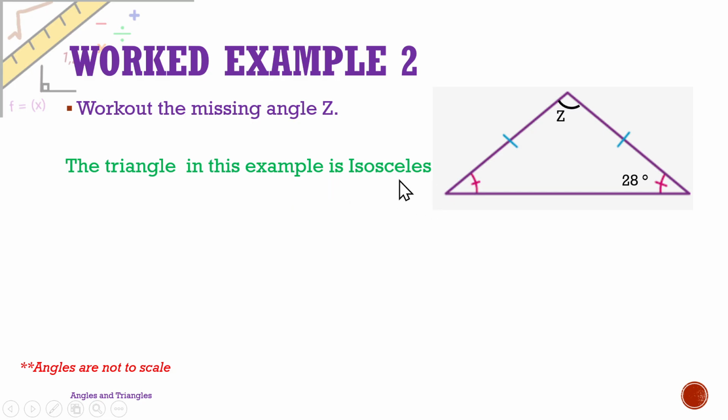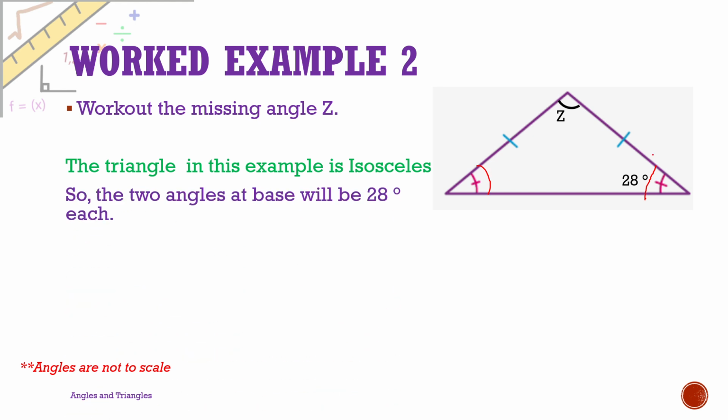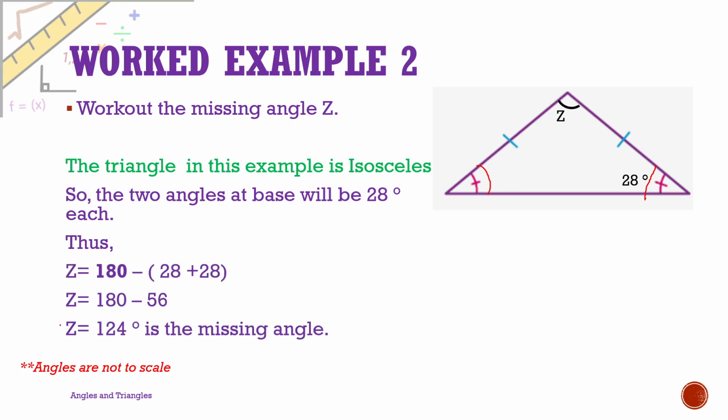Nothing to worry about. You just need to remember that this is an isosceles triangle. And what does an isosceles triangle mean? That the two angles formed by the equal sides are always going to be equal. That means the angle which is here is equal to this angle, making it 28 degrees. Now I do have two angles, though they are the same. So the two angles at the base will be 28 degrees each. Thus, their sum is 28 plus 28.